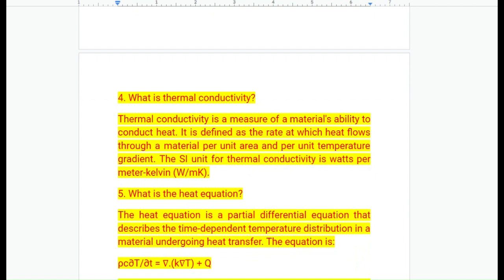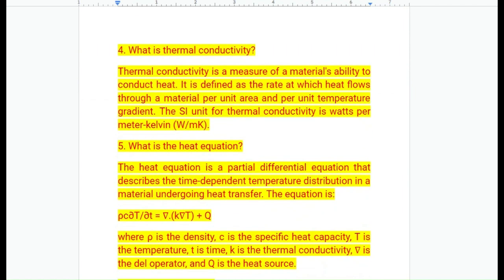5. What is the heat equation? The heat equation is a partial differential equation that describes the time-dependent temperature distribution in a material undergoing heat transfer. The equation is rho C dT/dt = ∇·(K∇T) + Q, where rho is the density, C is the specific heat capacity, T is the temperature, t is time, K is the thermal conductivity, ∇ is the Del operator, and Q is the heat source.